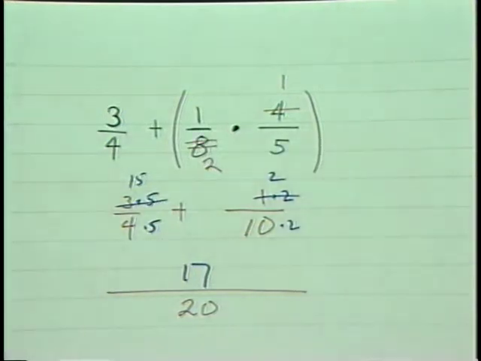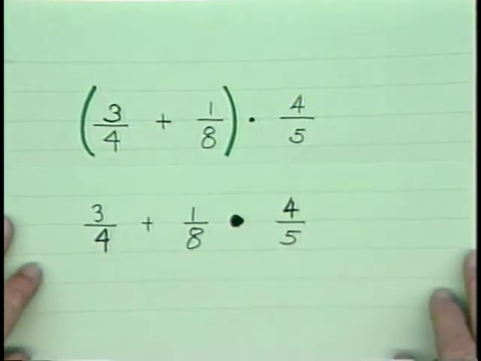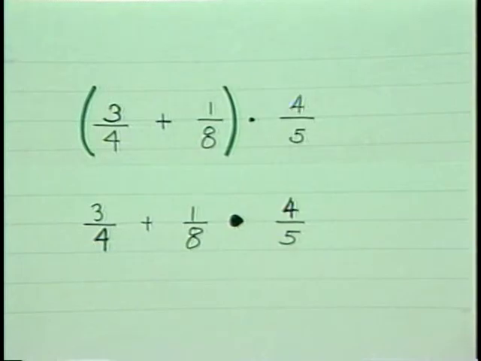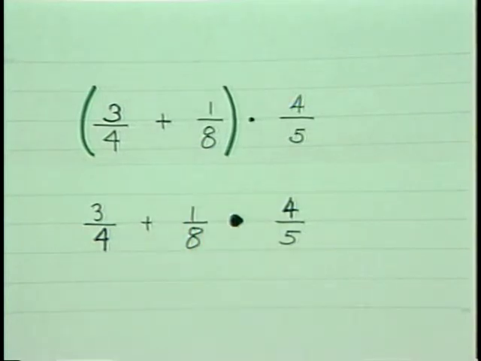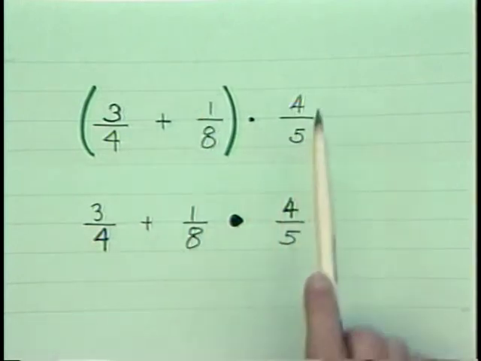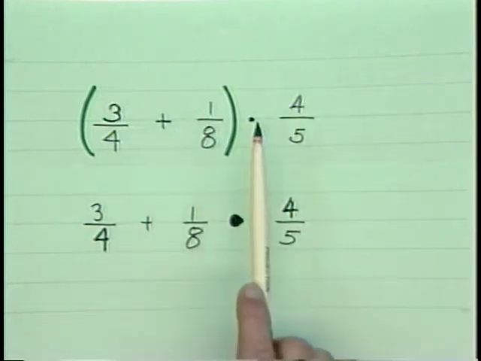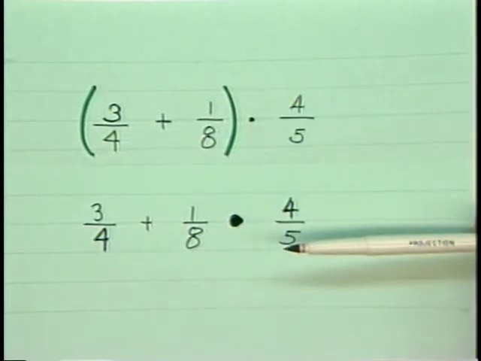Now, contrast this problem with the next one. It's very important that you see that this is now an entirely different problem. Here's the one we just did. There's a tendency for beginning students to sort of pretend like parentheses are invisible. And since 3/4 is first in both cases, followed by 1/8, then 4/5, with addition and multiplication in that order, to sort of assume that they're the same.